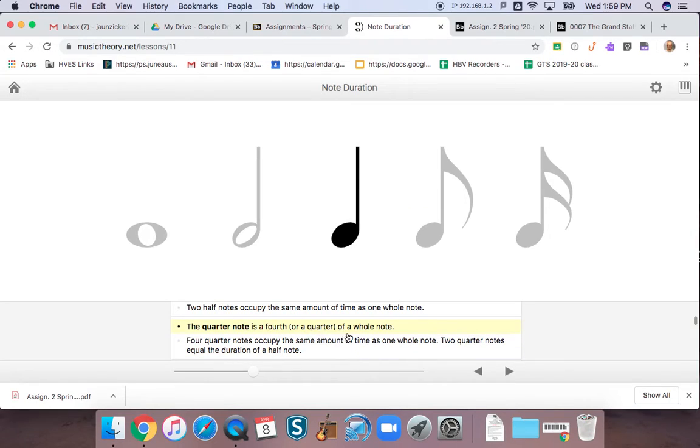And the quarter note just keeps cutting in half. The quarter note is a fourth of a whole note. So here's my beats going by. I just sang for 4 beats, but I can sing for 1 beat. Ta, ta, ta, ta. So that's just right on the beat. So the beat gets the note. This is a really important note.